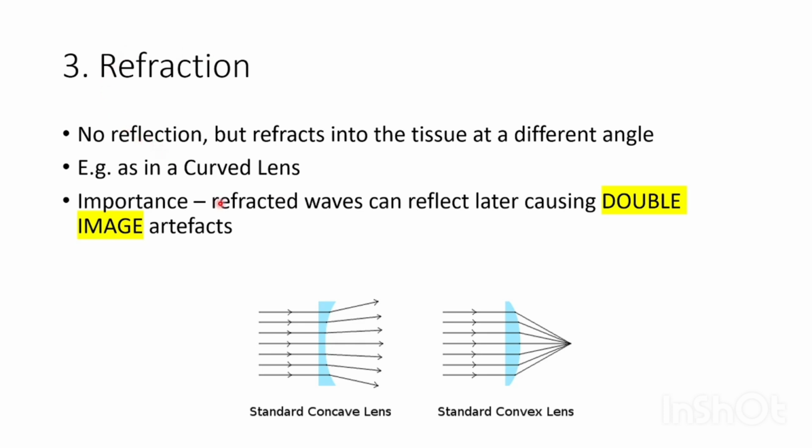So refraction, that is, there is no reflection, but it refracts after changing to a different angle, just like a concave or convex lens. The importance of refraction when considering echo is that these refracted waves will go and strike another tissue, and that will reflect. So we can get a double image artifact when doing an echo. Getting a double mirror image artifact is because of this refraction.